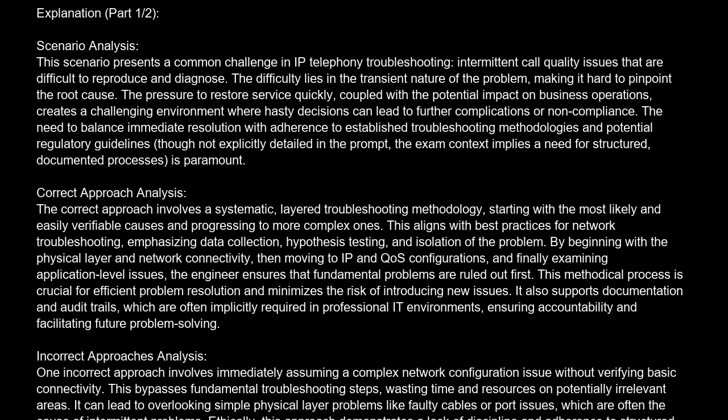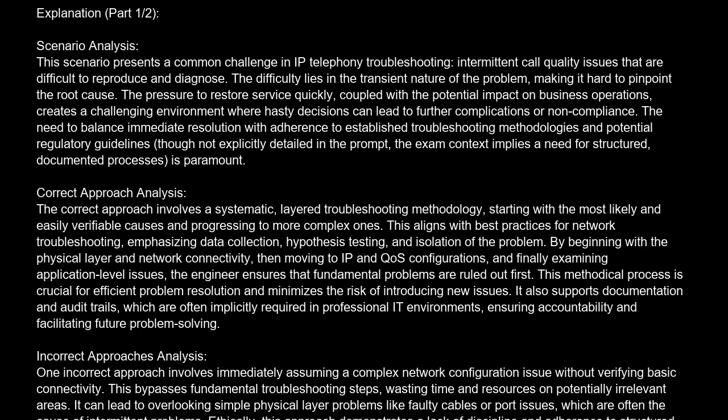Explanation. Scenario analysis. This scenario presents a common challenge in IP telephony troubleshooting: intermittent call quality issues that are difficult to reproduce and diagnose. The difficulty lies in the transient nature of the problem, making it hard to pinpoint the root cause. The pressure to restore service quickly, coupled with the potential impact on business operations, creates a challenging environment where hasty decisions can lead to further complications or noncompliance. Need to balance immediate resolution with adherence to established troubleshooting methodologies and potential regulatory guidelines.